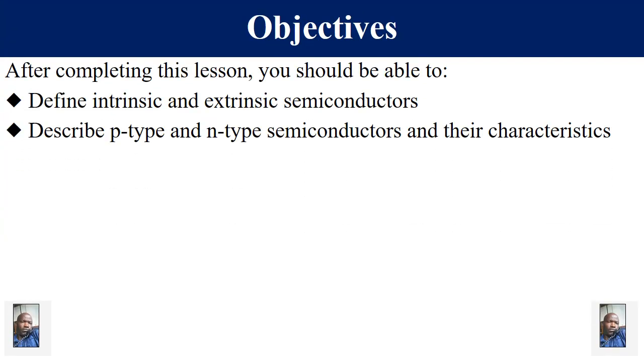Just two objectives in this presentation. One, define intrinsic and extrinsic semiconductors. These are the basic two types of semiconductors. Then objective number 2, describe P-type and N-type semiconductors and their characteristics. P-type and N-type are extrinsic types of semiconductors.